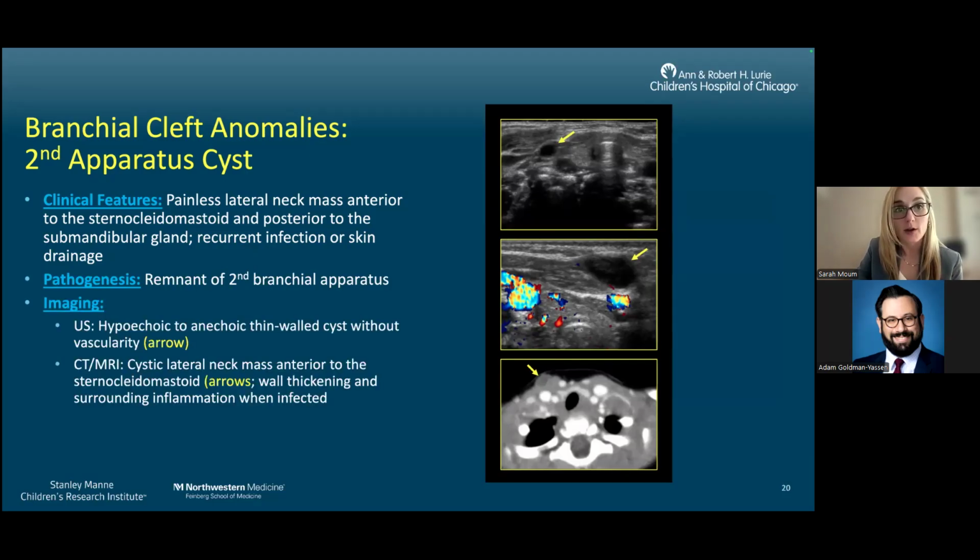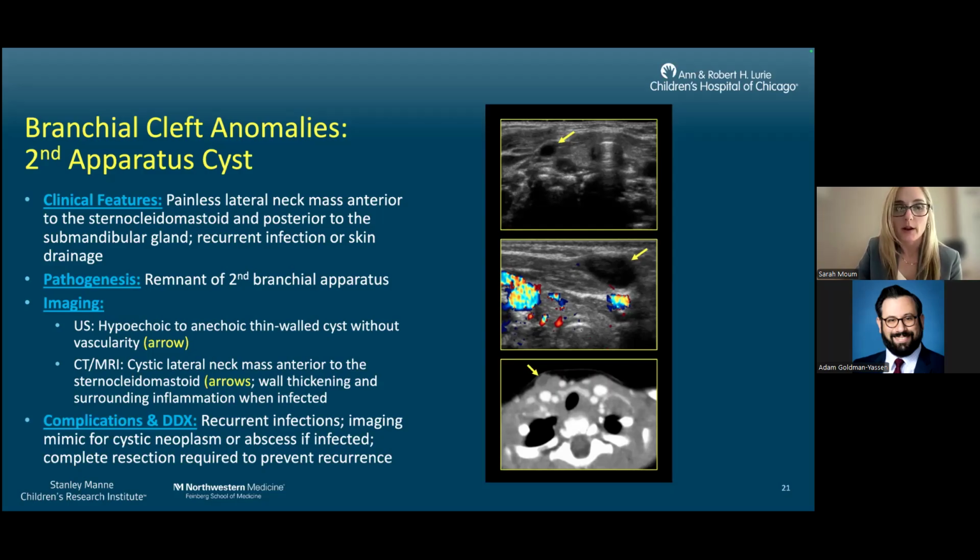On imaging, ultrasound is shown at screen right. Lesions will look hypoechoic to anechoic with a thin wall surrounding a cyst. Commonly, in the absence of infection, you shouldn't expect any associated vascularity. By CT or MR, you'll see a cystic lateral neck mass anterior to the SCM. And again, you can see inflammation if the structure is inflamed or infected at the time of imaging.